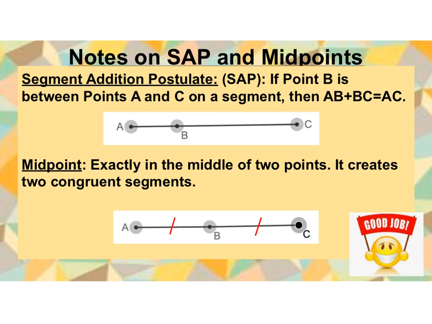And some notes to make sure you get into your notebook. The segment addition postulate, SAP, says if point B is between A and C on a segment, then the measure of AB plus the measure of BC equals the measure of AC. And the midpoint is exactly in the middle of 2 points. It creates two congruent segments.